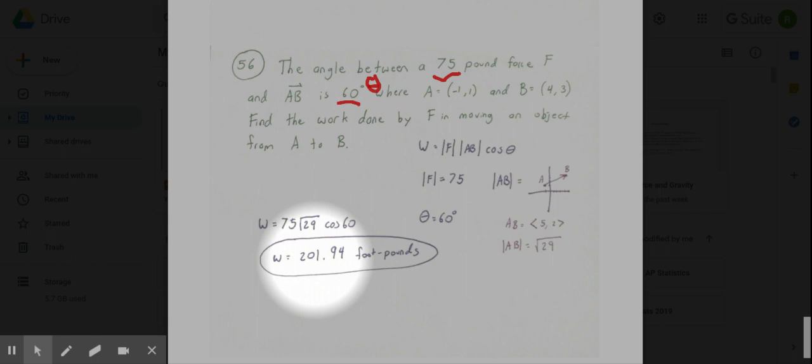All right, so that's how to do the even problems. The odd ones that are directly before them are the same exact setup. So if you want to know how to do 55, take a look at how I did 56, and then you can check the answers in the back of the book.